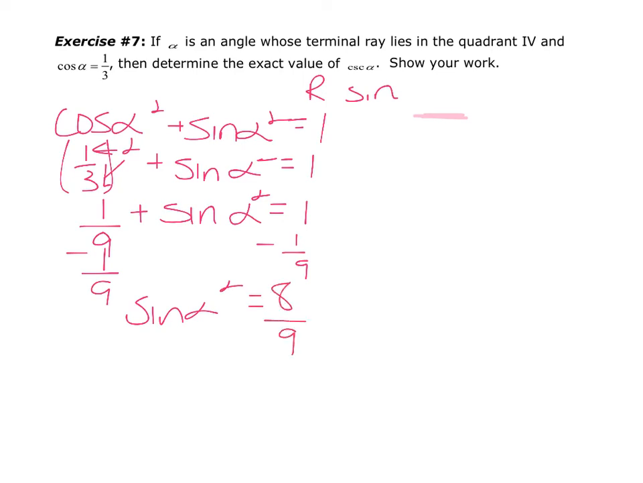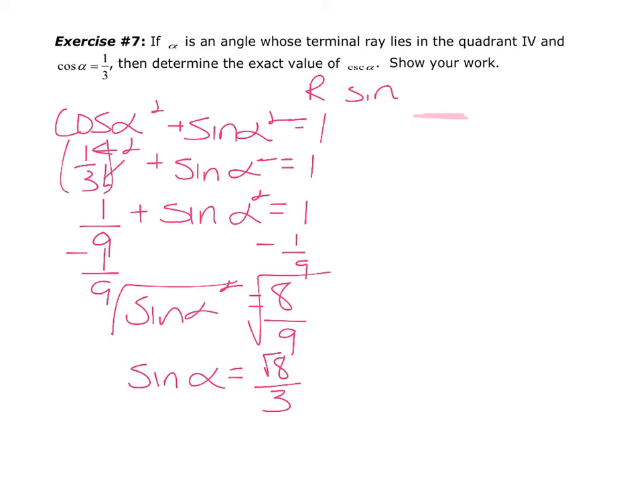Now, the sine is not alone, it's squared, so I have to take the square root of that. So the sine of alpha equals. Now you can take the square root of each of those separately. So you have the square root of 8, that's not perfect, I'm going to leave it like that for now, over 3 because the square root of 9 is 3.